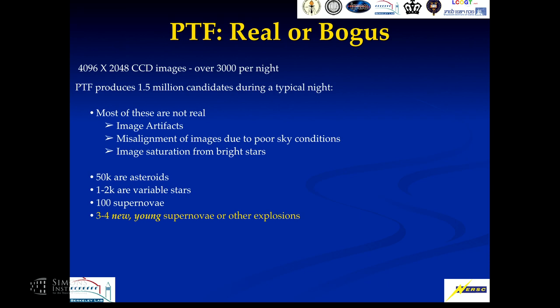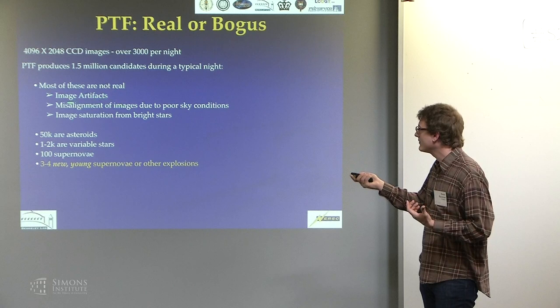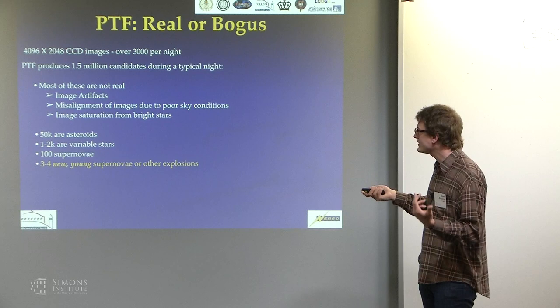So this was the first survey where the data rate was so absolutely mind-bogglingly high that this manual scanning technique really just ceased to be viable. It produced about 1.5 million detections of variability every single night. The vast majority of these weren't real. They could be artifacts of the difference imaging process or artifacts on the image, misalignment of the images, saturation of the CCD from bright stars.